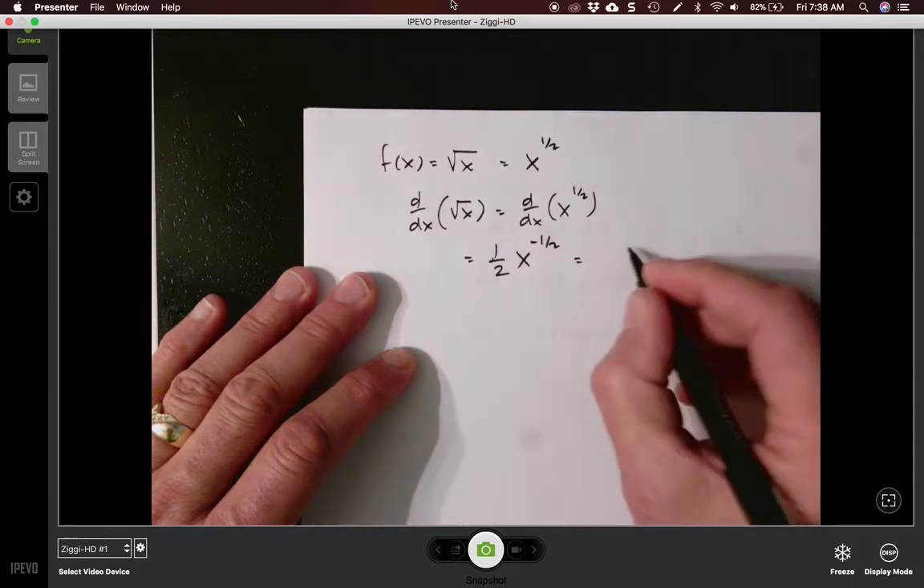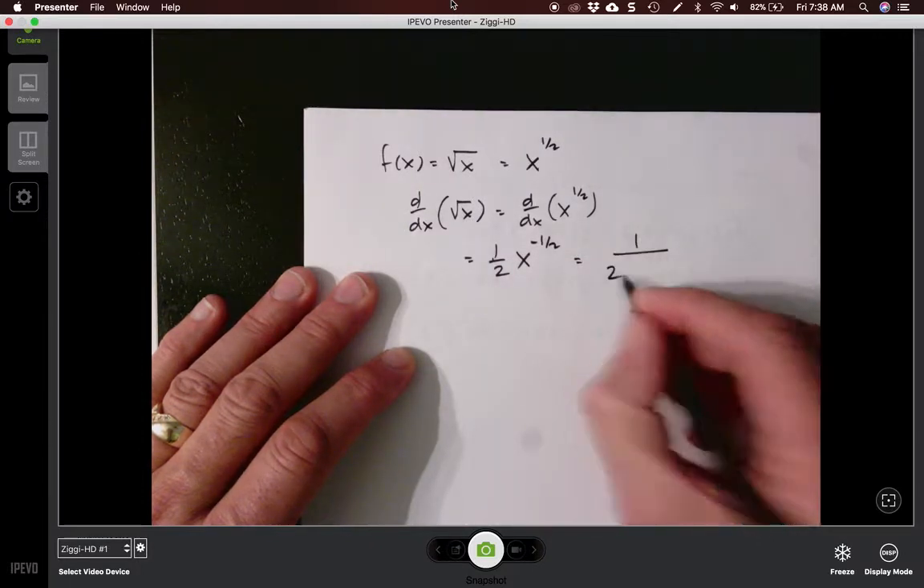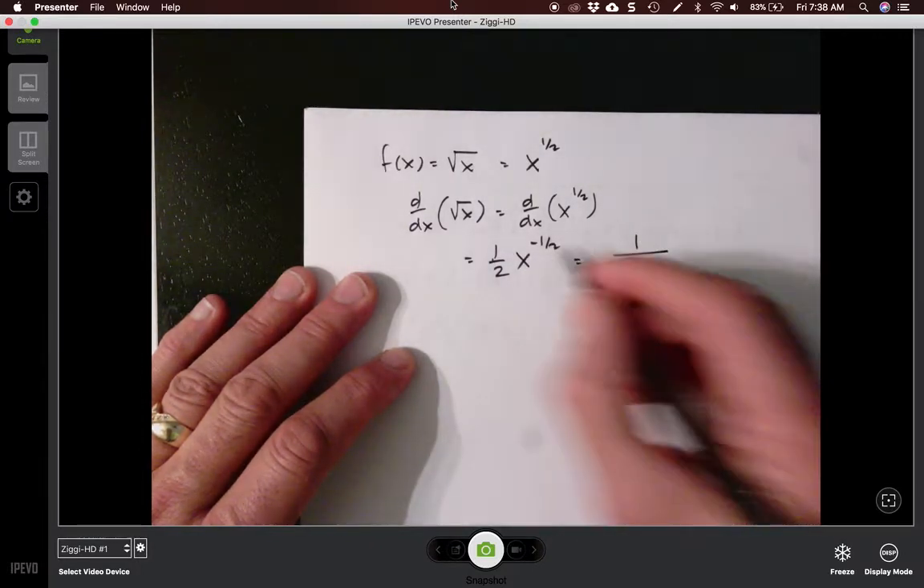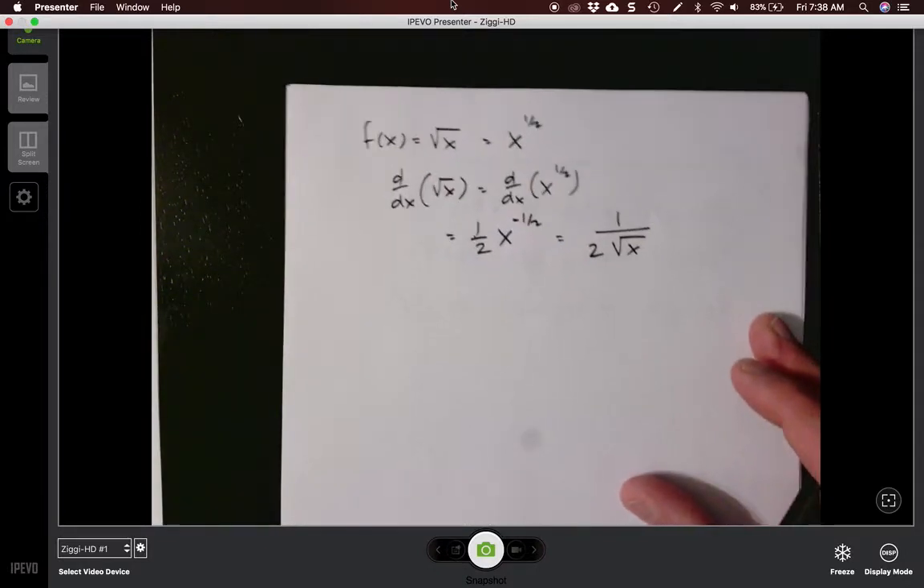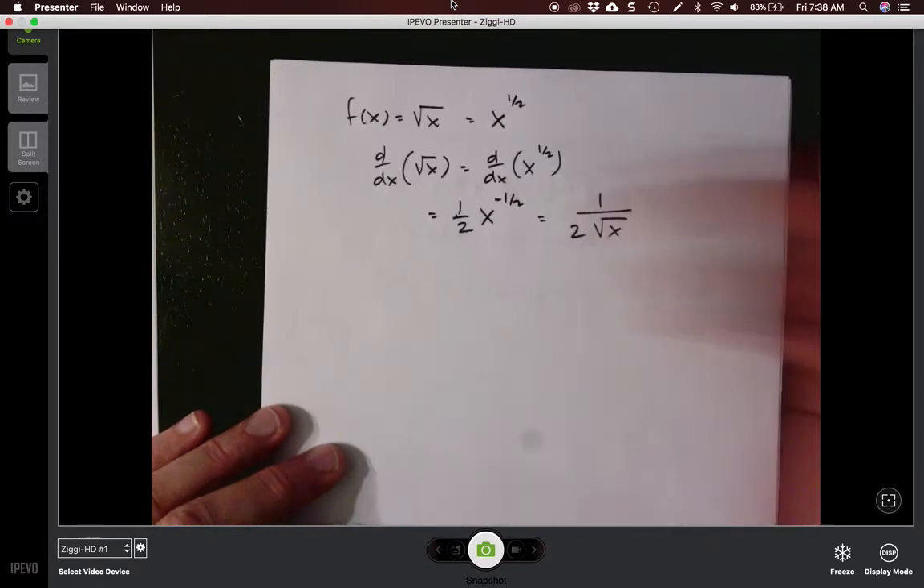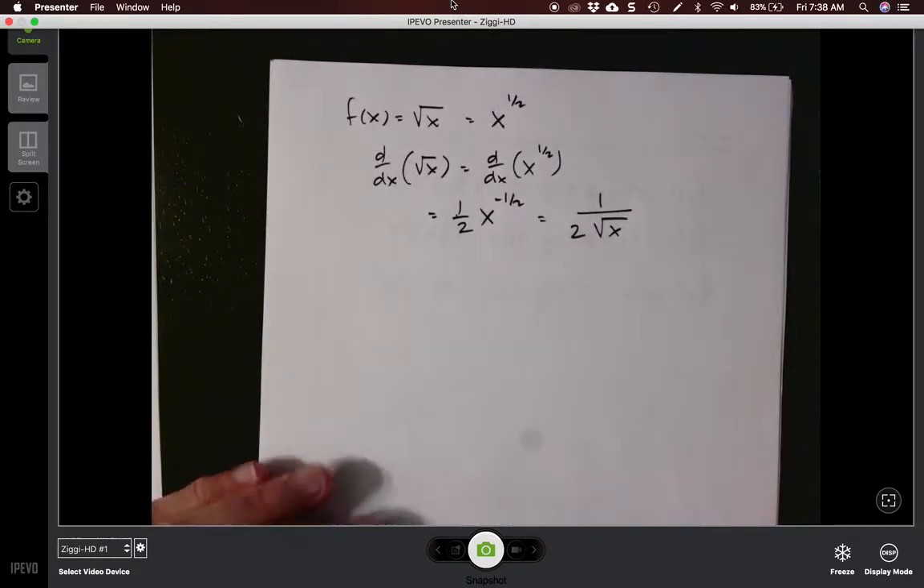And then again, your book is probably going to rewrite this as the 1/2, and then x to the negative half is the square root of x in the denominator. Okay? So you've got a whole bunch of different kinds of functions you can take derivatives of.